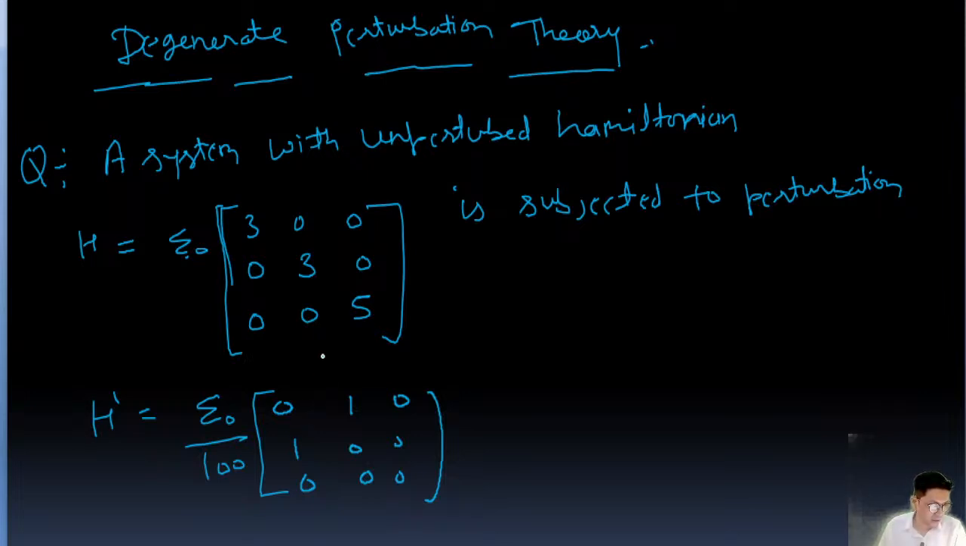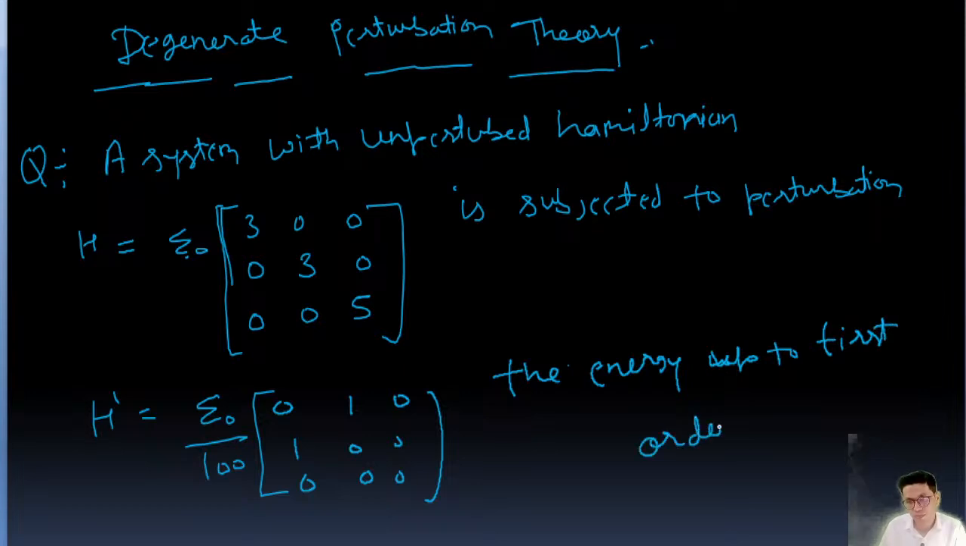Find the energy up to first order. Now with this question, I will explain. This is an example of a degenerate perturbation question. I'll explain degenerate perturbation theory by this example. This is the unperturbed Hamiltonian given, and this is the perturbation given.